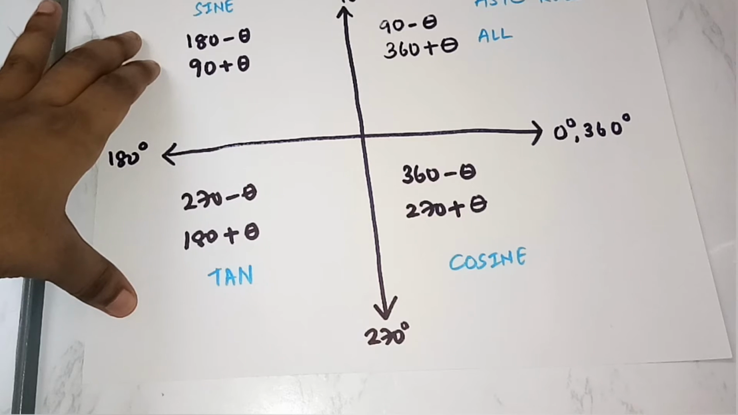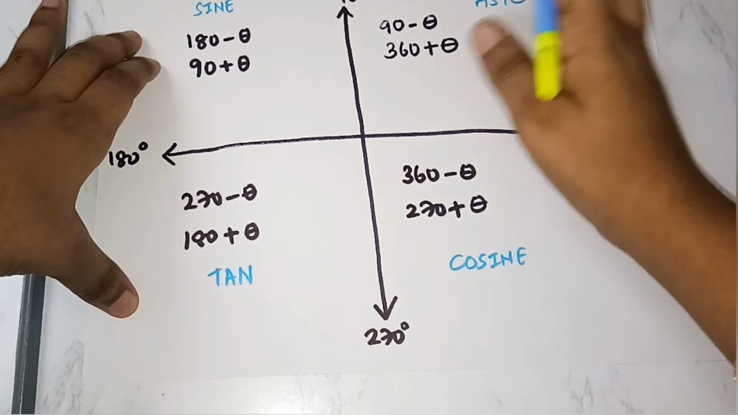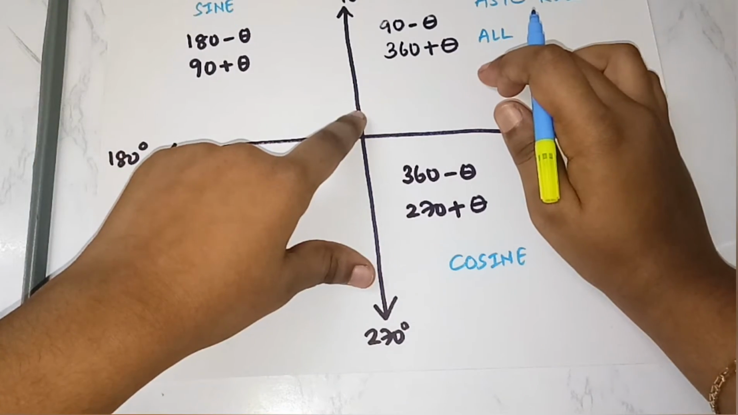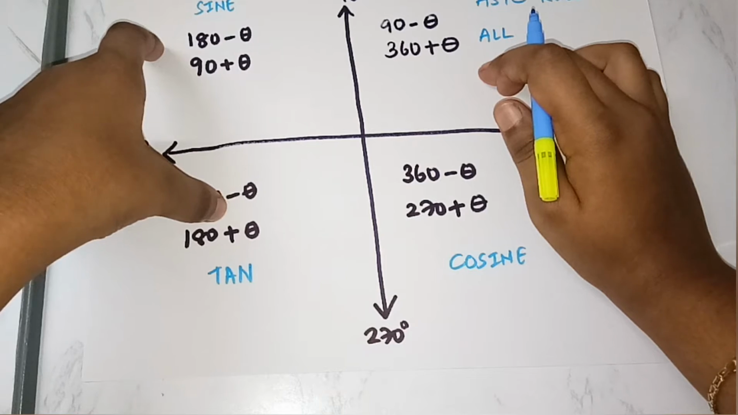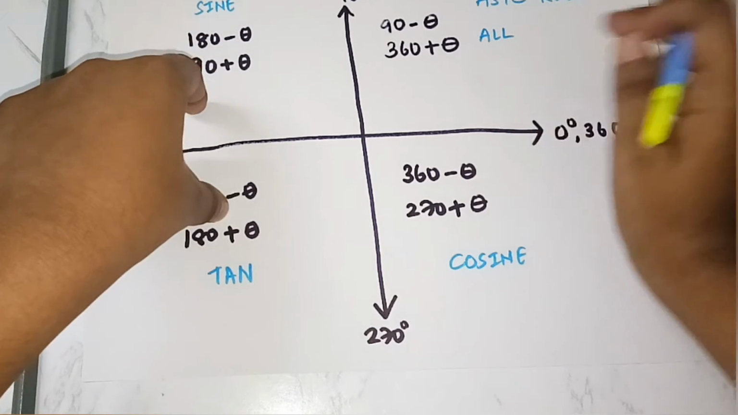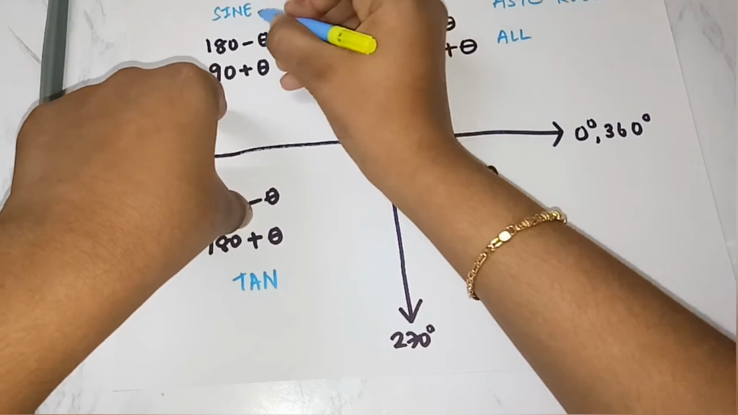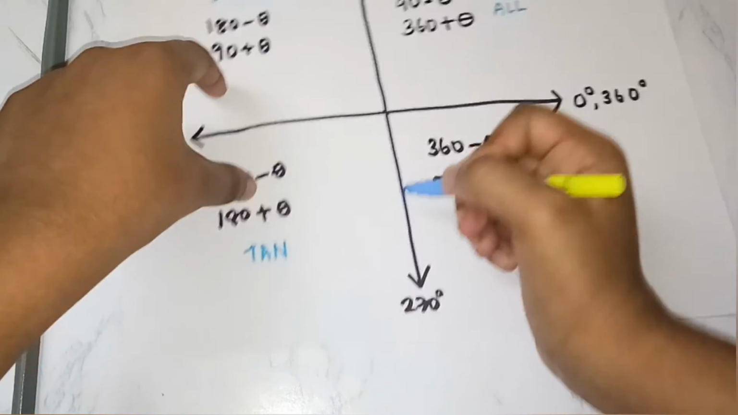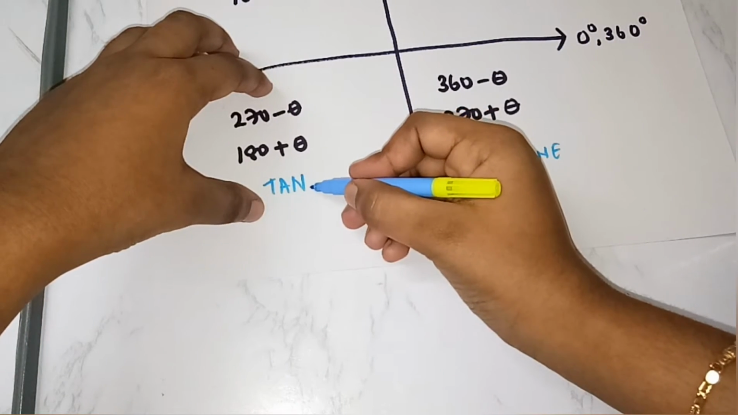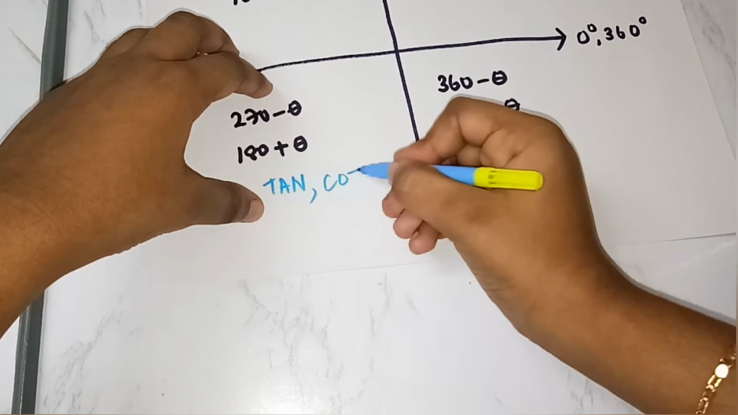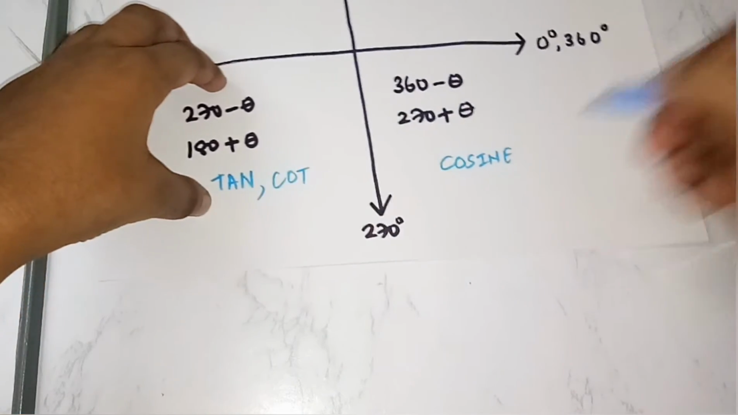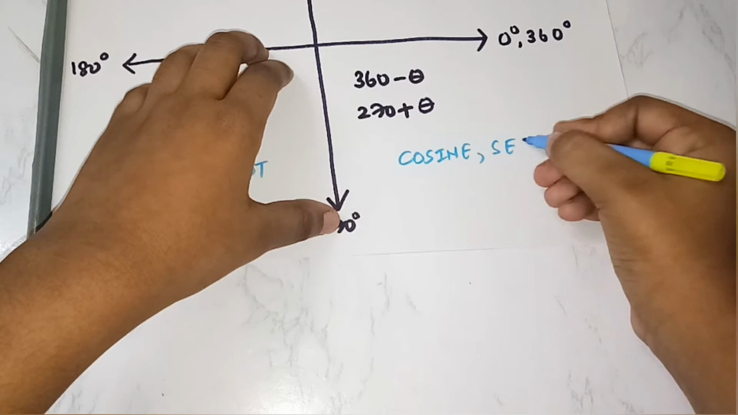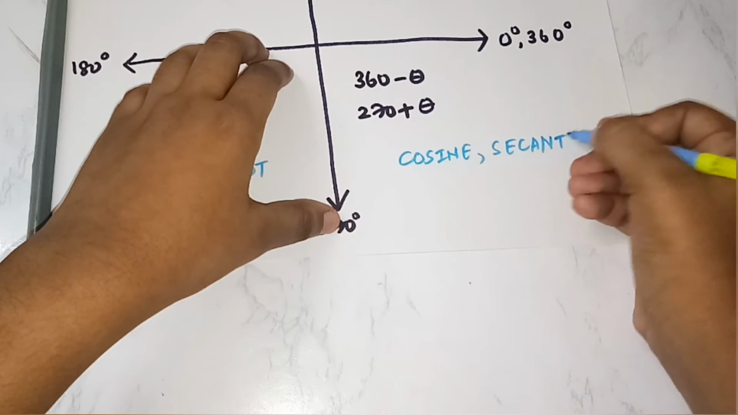So according to this rule, in the first quadrant, all the trigonometric functions are going to be positive. In the second, sine is going to be positive, as well as the reciprocal of sine, which is cosecant. In the third quadrant, tan is going to be positive, and the reciprocal of tan, which is cot, is also going to be positive. And in the fourth quadrant, cosine and the reciprocal of cosine, which is secant, are going to be positive.